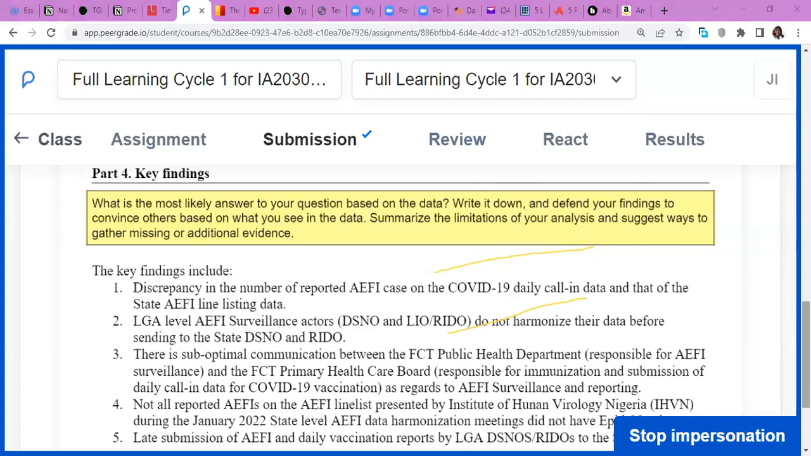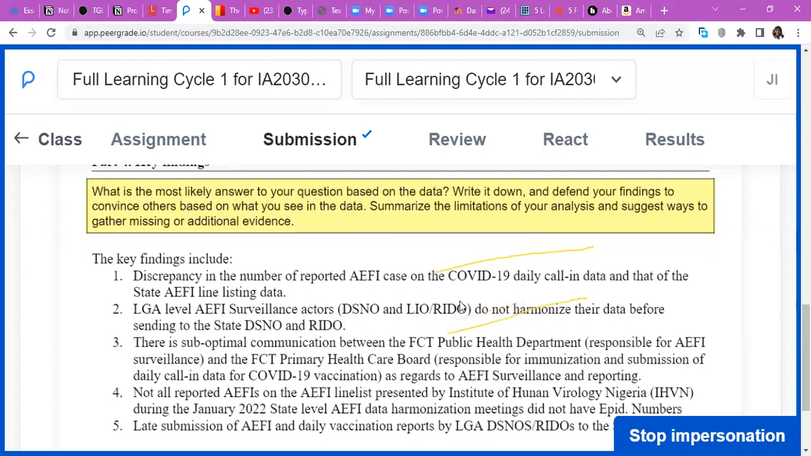Okay, so is that okay? Yeah, what are the key findings? Like I've said earlier, we have discrepancy in the number of reported AEFIs among LGA level AEFI surveillance actors, DSNOs, like I've mentioned earlier, and the likes.